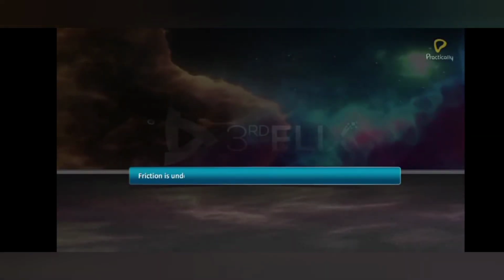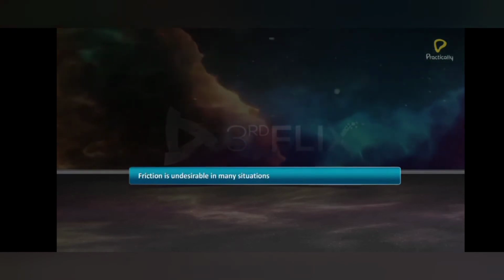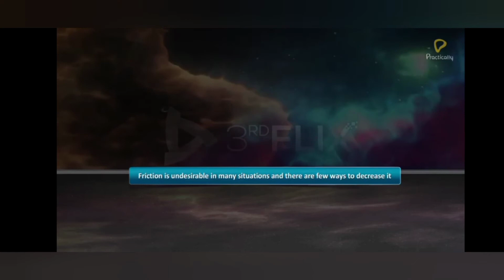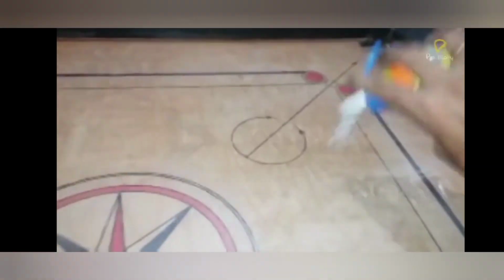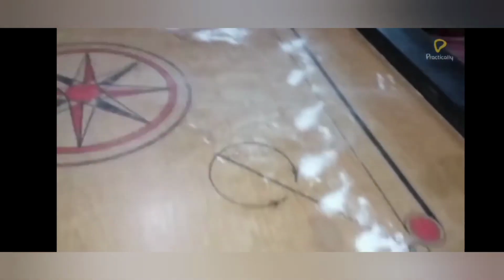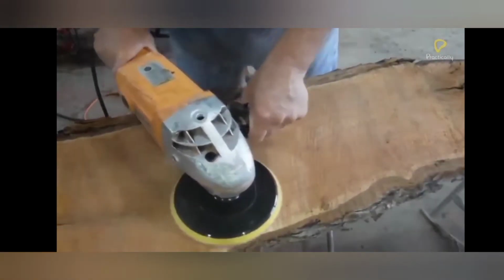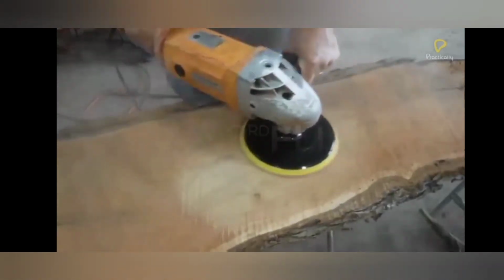Friction is undesirable in many situations and there are a few ways to decrease it. When fine boric powder is sprinkled on the carom board, the striker and coins slide smoothly due to reduced friction. Polishing the surface also reduces friction between surfaces.